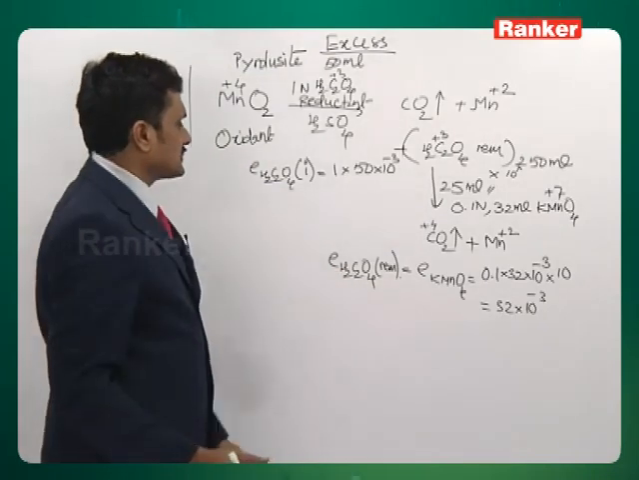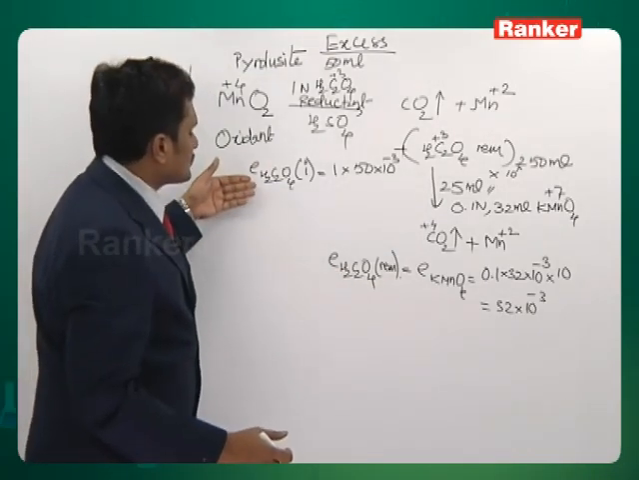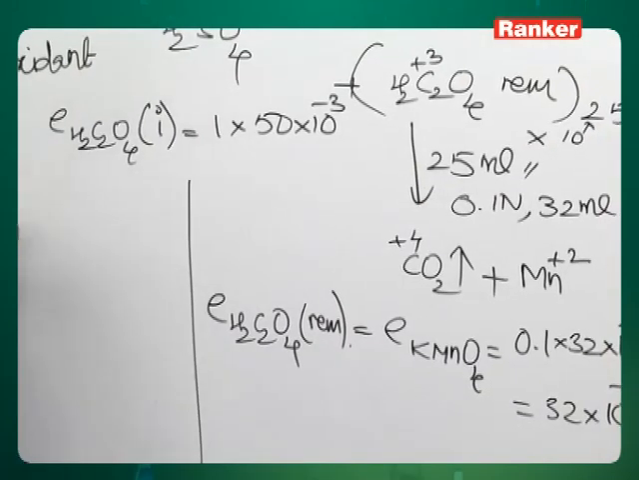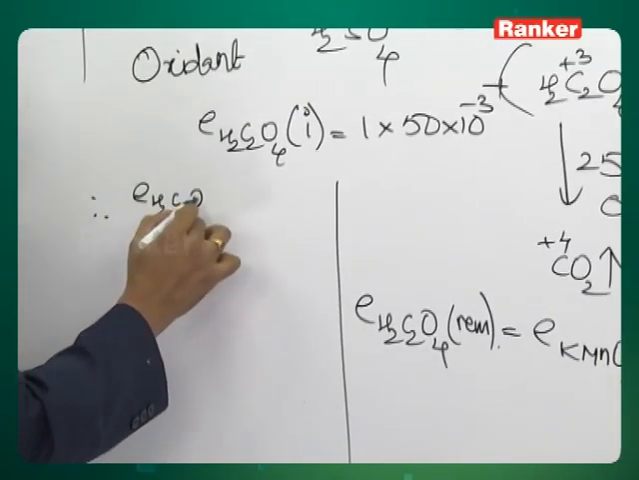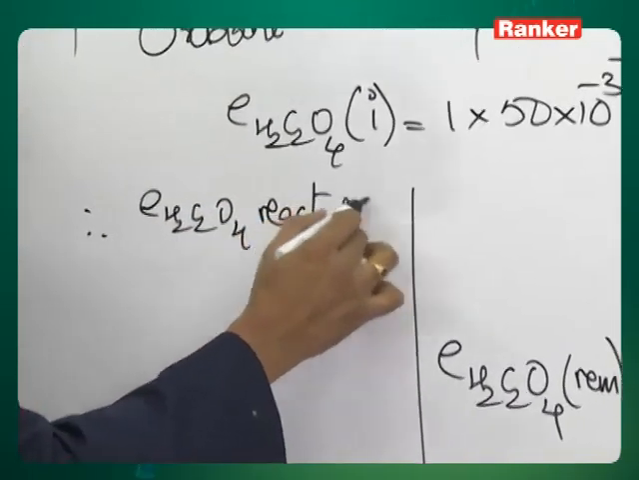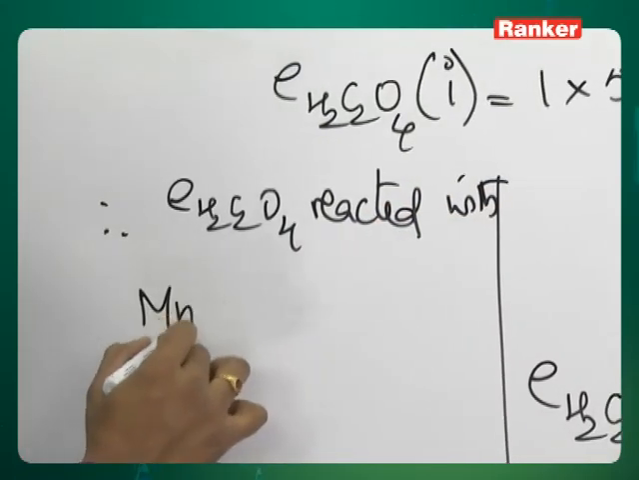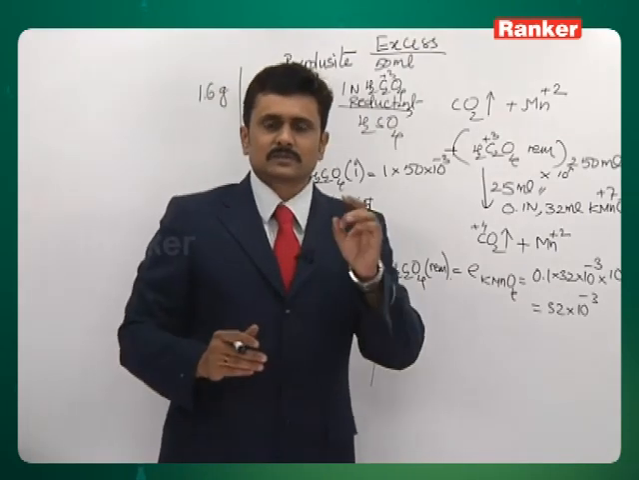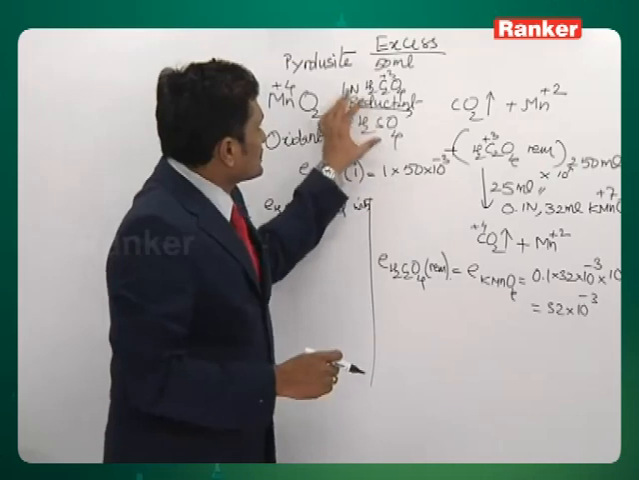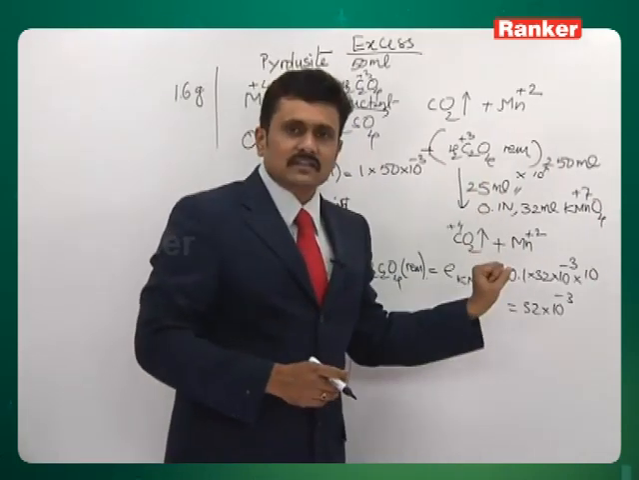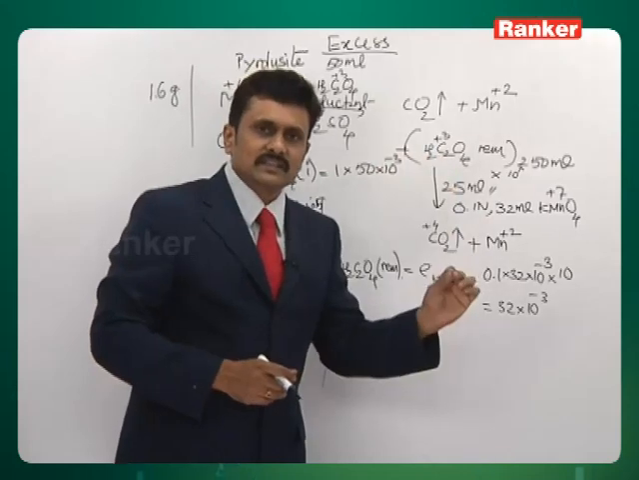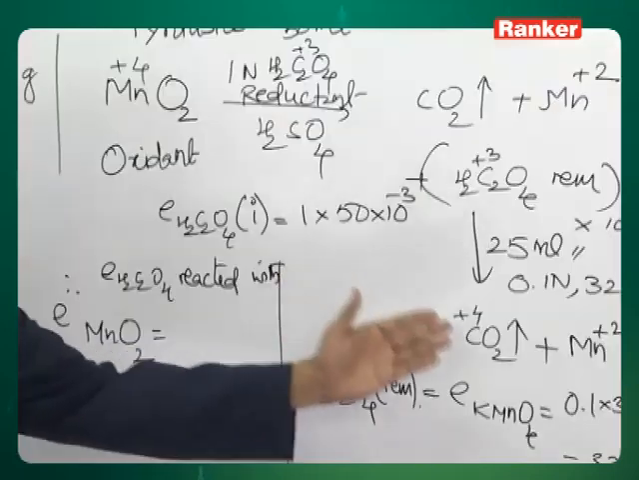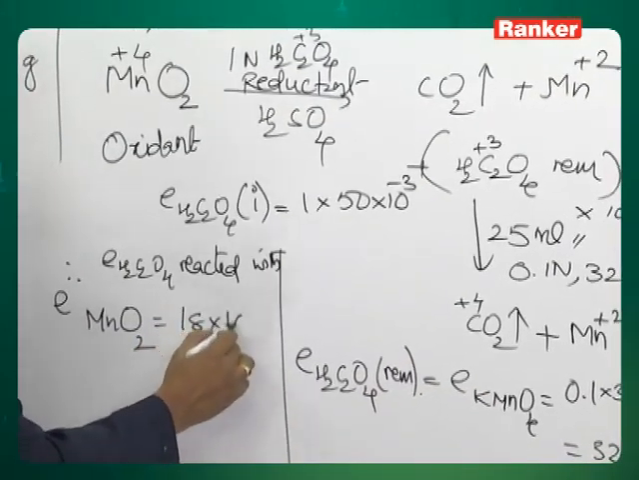These are the equivalents of oxalic acid remaining. These are the equivalents of oxalic acid which are initially taken. Therefore, the oxalic acid equivalents that have reacted with pyrolusite are nothing but the equivalents of pyrolusite. As per the law of chemical equivalence, whenever two substances react, their gram equivalents are equal. So initially this many equivalents are present, and these are the equivalents that are remaining. So the difference in equivalents of oxalic acid has reacted with MnO2, hence the equivalents of MnO2 are nothing but 50 minus 32, that is 18 into 10 to the power minus 3.